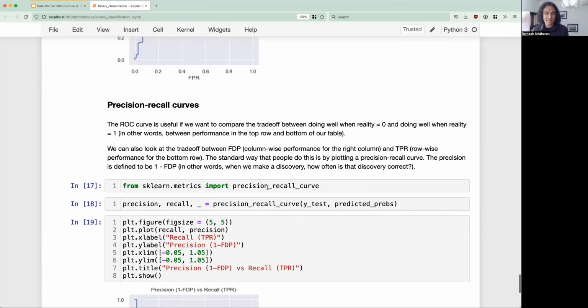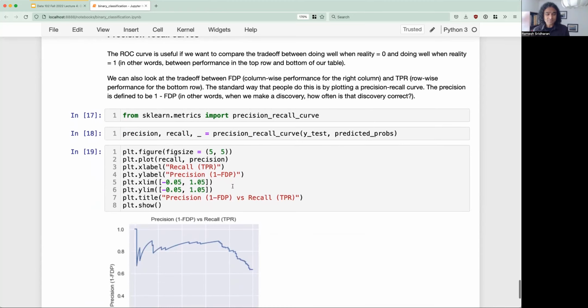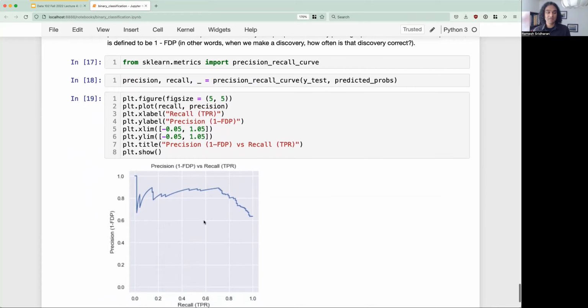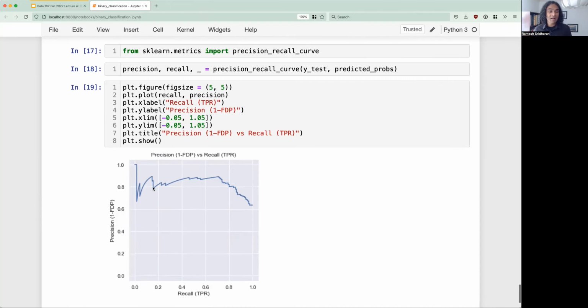Again, I'm going to use scikit-learn's built-in precision recall curve. I'm going to compare the true positive rate on the x-axis, which is also known as recall, and on the y-axis, I'm going to look at precision. Precision is just vocab for 1 minus the FDP. So what is the FDP? What is 1 minus that? FDP is how badly do we do when we make a decision of 1. Precision is how well do we do when we make a decision, just 1 minus FDP.